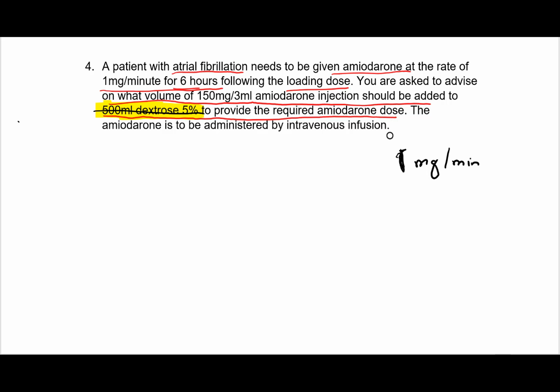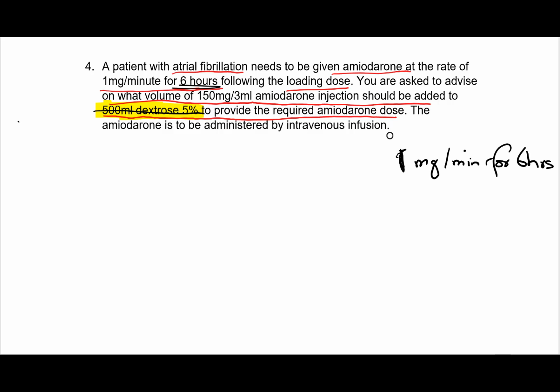This is just the infusion rate is given and the infusion time is given. So we have to find out how much dose we need to add to the bag. So we have to give to the patient 1 milligram per minute for 6 hours, right? So let's calculate how much total dose we have to give to the patient for 6 hours.